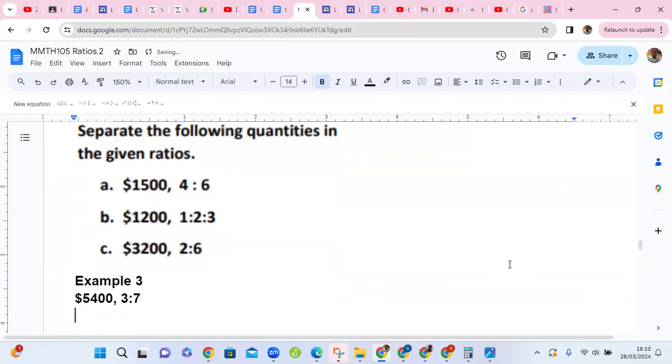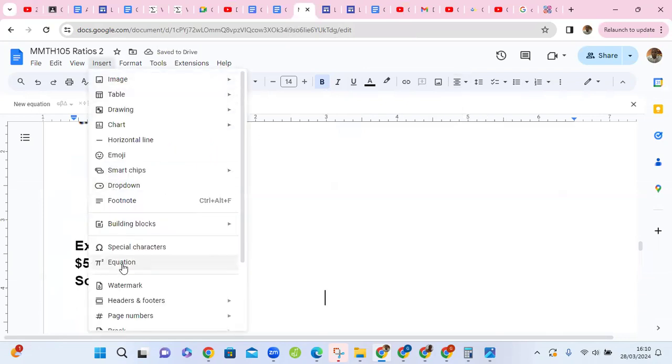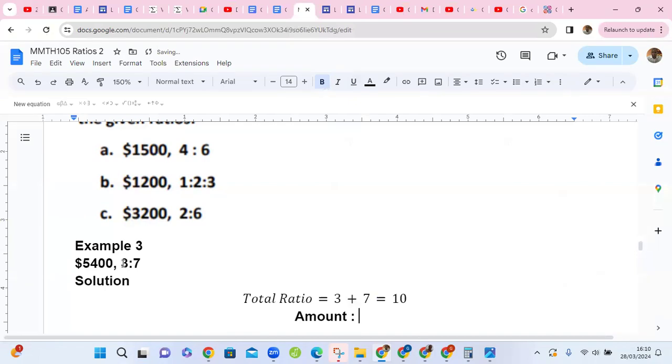Okay, so the first step, we have the total amount already. The total amount is 5,400. So we need the total ratio. So the first step is to find the total ratio. The total ratio would be 3 plus 7. That'll give us 10. Then we can form the labeling ratio of amount to ratio.